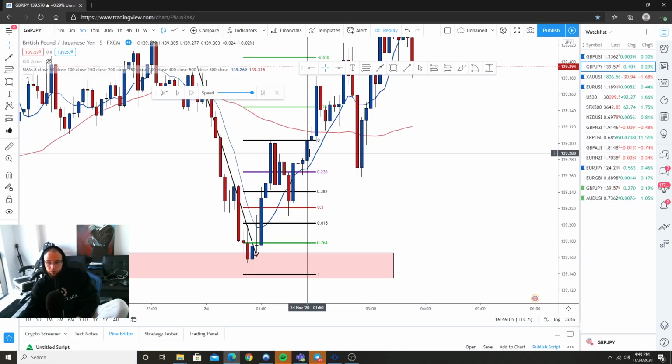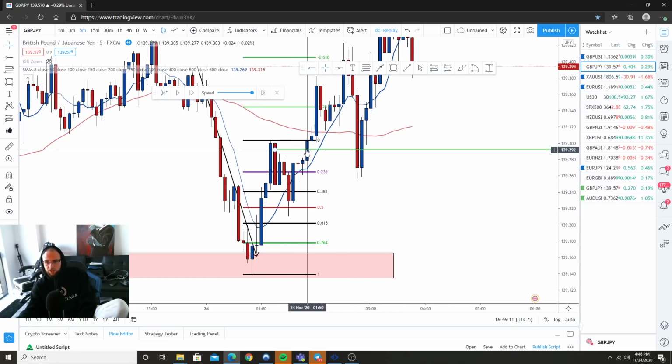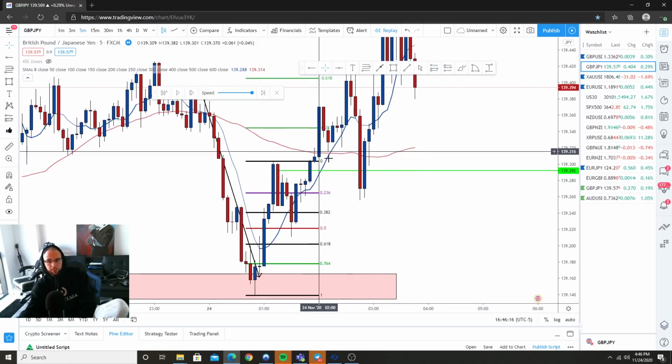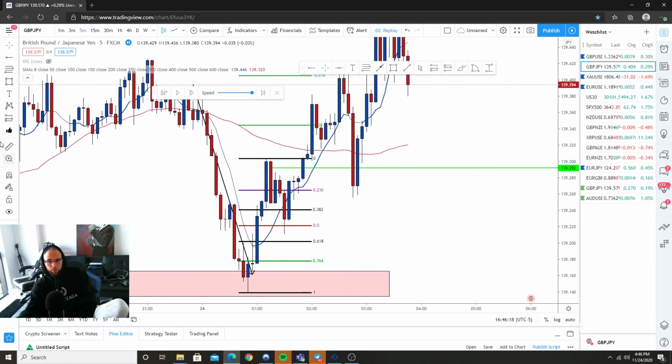Our entry was at 292 exactly, meaning our entry was right over here. 292, bam. Luckily, we did not have any drawdown. We got in kind of impulsively.